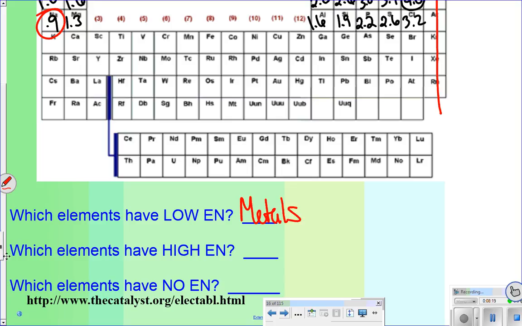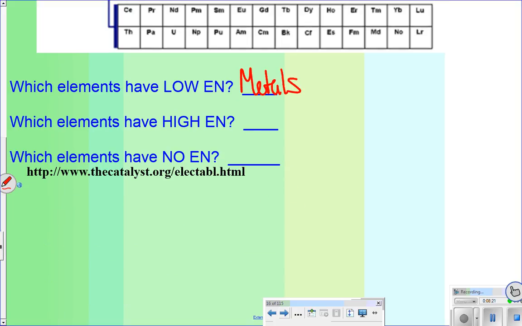Elements on the left side of the periodic table. Those that have high electronegativities are going to be our nonmetals. And again, he left off the noble gases. This just sort of makes the scale a little bit more doable because the noble gases are extremely good at holding electrons, but we don't need to really worry about them in terms of bonding.